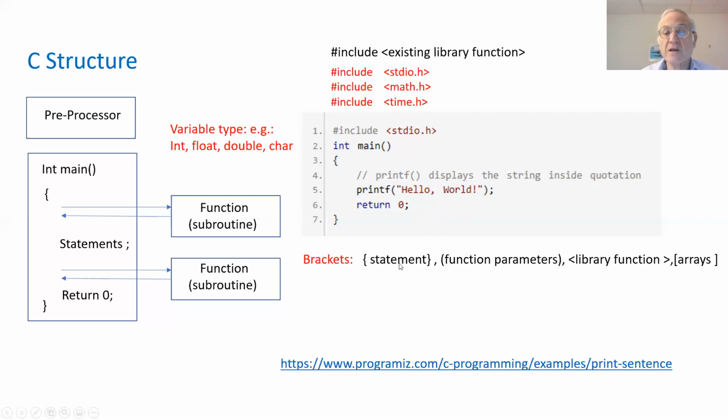The brackets could be the curly brackets to enclose the program statements. They can be the round brackets that enclose the function parameters, such as we see over here, main. And then we have the angled brackets that enclose the library functions, and the square brackets that enclose arrays.